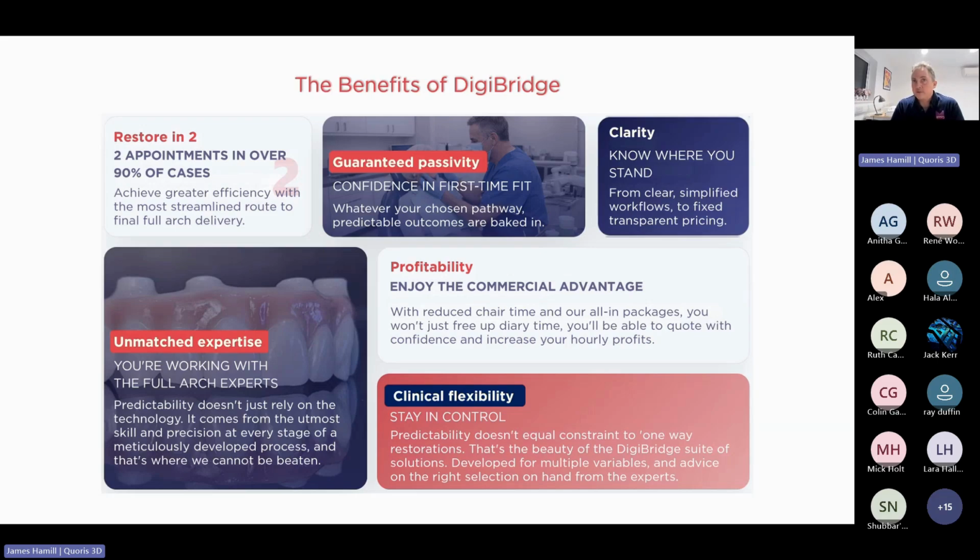We hope that we can provide greater profitability for practices in doing this, and you can enjoy the real commercial advantage that comes from digital workflows, because there's no doubt that it's there. But importantly, you have some clinical flexibility to allow you to stay in control of what you want to do.